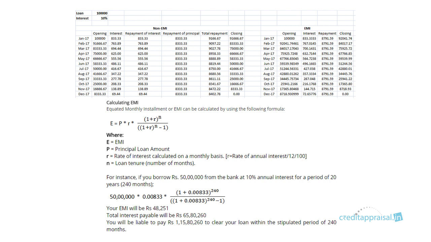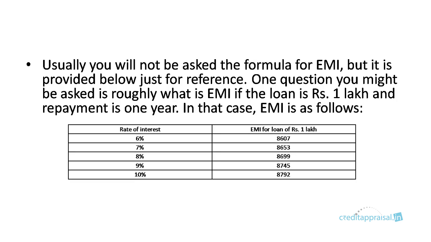This is usually given to individual borrowers, not for companies, because individual borrowers usually are salaried persons, so they would like to know exactly how much they need to pay every month so that they can plan their budget easily. So EMIs are useful in that regard. The repayment amount will be fixed every month.